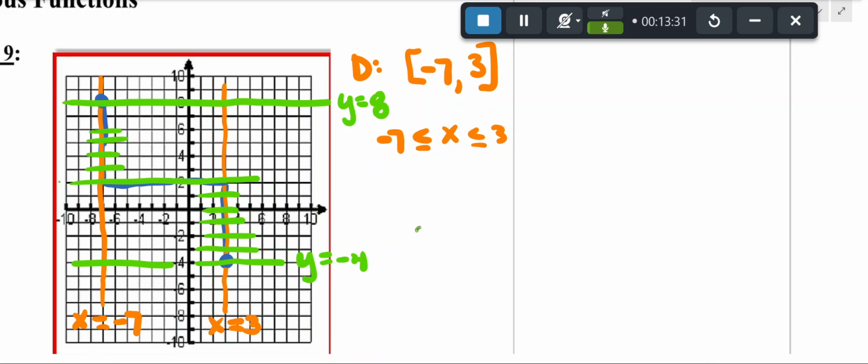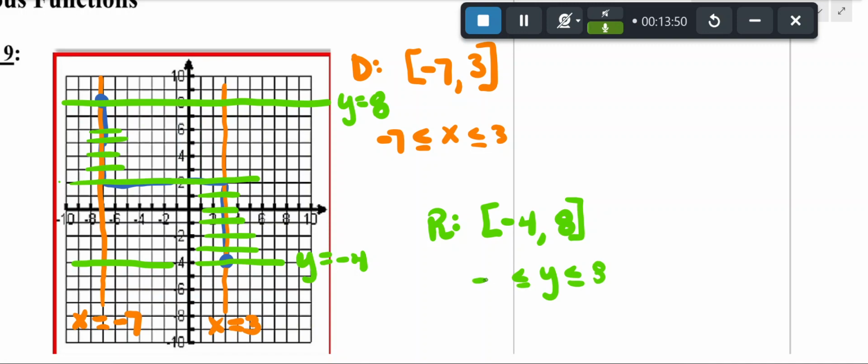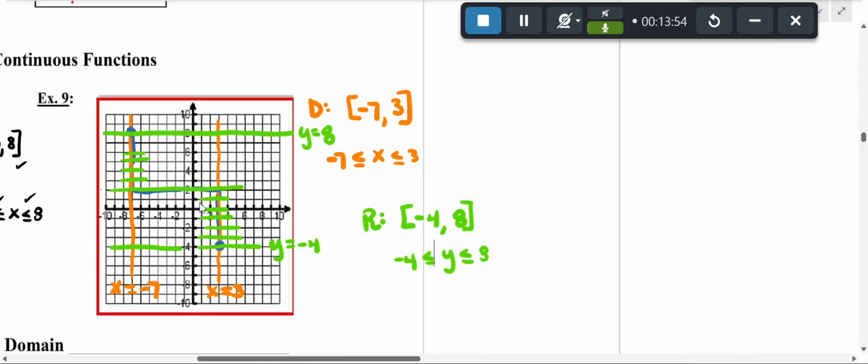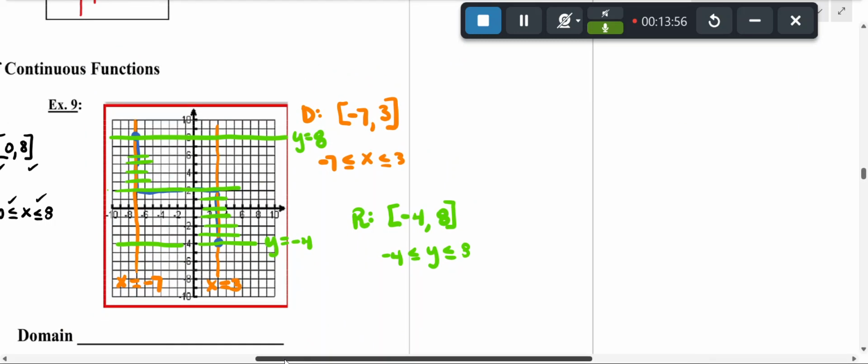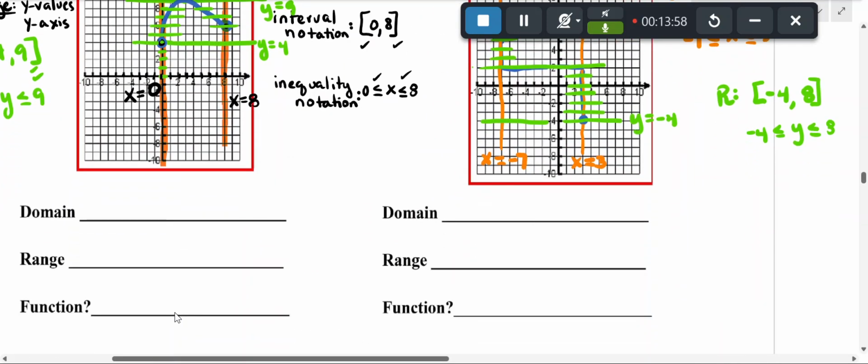And so how do we write the range? For the range, it's going to start at -4. Remember, we start with a smaller number, and it ends at 8. Oops, I almost put parentheses. It should be brackets. And range is y. It's going to be less than or equal to 8, greater than or equal to -4. Okay, I think I did pretty good with my explanation. Domain and range.